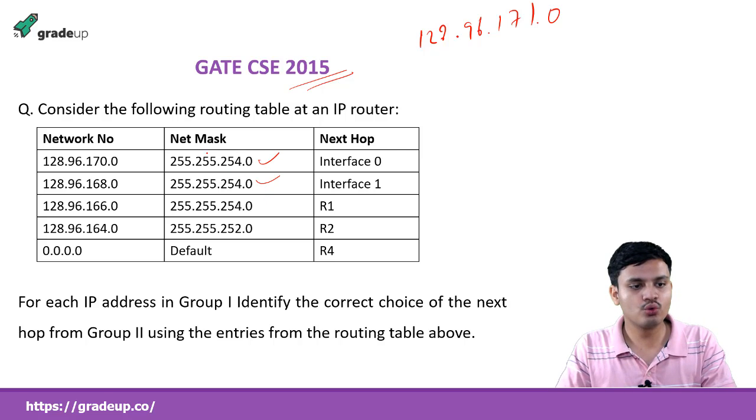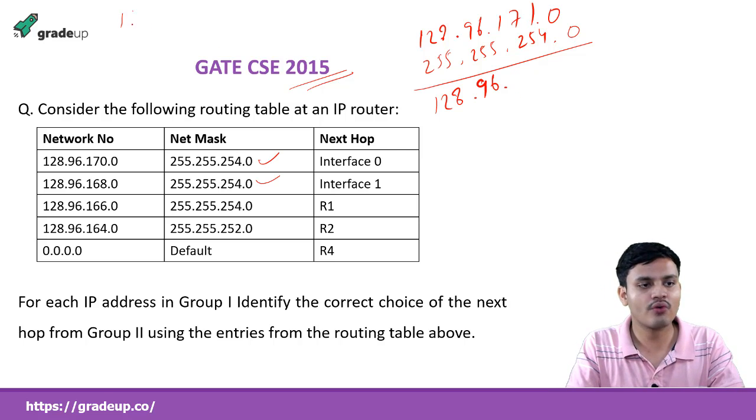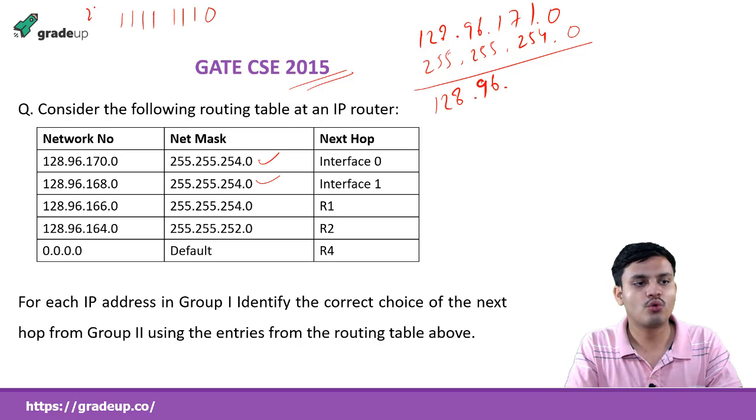So try to do the bitwise AND with this. I am not writing it in binary because it will take a lot of time, but I will write whatever needs to be written. So here I need to write in binary to see what it is. So how to represent 254? 1 2 3 4 5 6 7, this will be the 254.